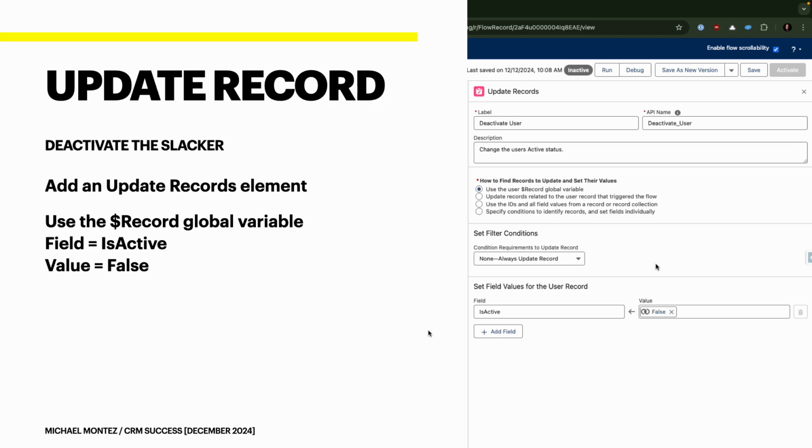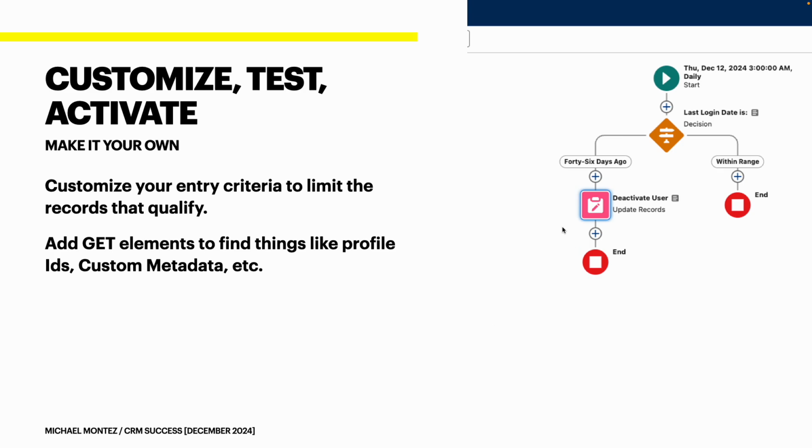So when you're all done, this is what it looks like. Up here at the top, we've got when this thing is going to start running, and the frequency. We're going to run this daily, starting today, the 12th at 3 a.m. in the morning. If you click in there, you'll see the criteria for is active and so on. Then we've got our decision element here. This is going to look at the last login date based on the formula. If it's 46 days old or greater, then we're going to process and change their active status to false. Otherwise, you're just going to go within range and go to the end.